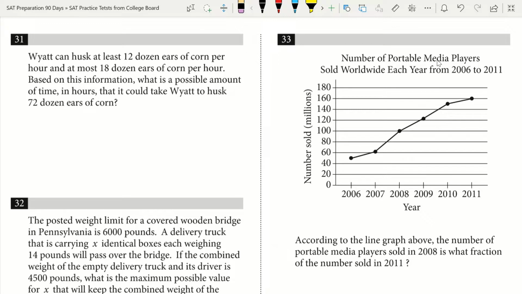But let's go ahead and get started with problem 31. So we have Wyatt can husk at least 12 dozen ears of corn per hour and at most 18 dozen ears of corn per hour. Based on this information, what is a possible amount of time in hours that it could take Wyatt to husk 72 ears of corn?